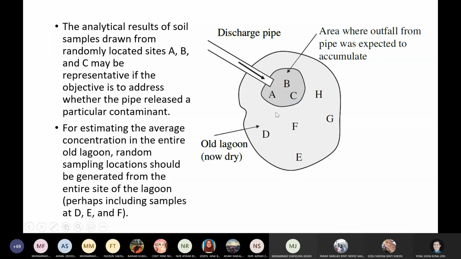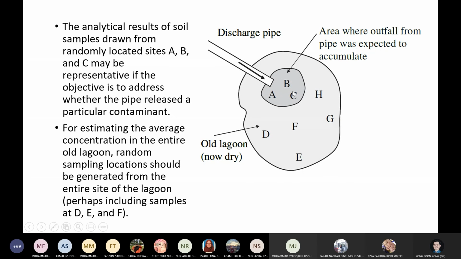Another factor that I probably have said to you earlier that defines the representativeness is whether or not the pollutants have spread. Now, as you can see from here, this is a pipeline. You can say that this is the so-called source, the ground zero, if you wish to call it. This is the ground zero, the point where the pollution started to spread.